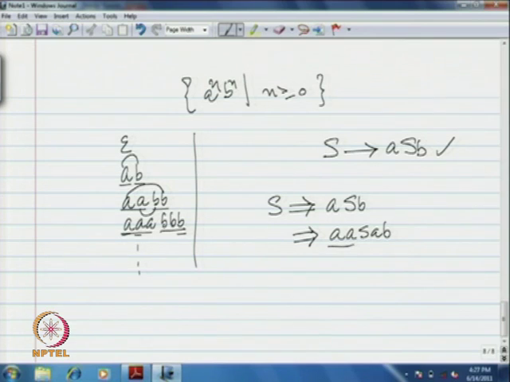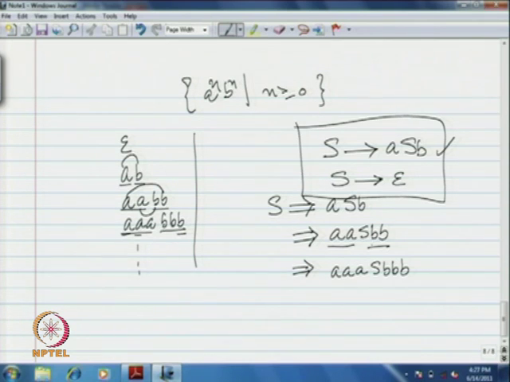Look, sorry, here it is b, 2 b's are generated. Now, if you apply this rule once again, what do you get? a a S b b. Now, you understand how to terminate this derivation by choosing the rule S goes to epsilon. Now, these two rules can generate any string of this language, and conversely, any string of this language, let me call L, can be derived through these two rules.